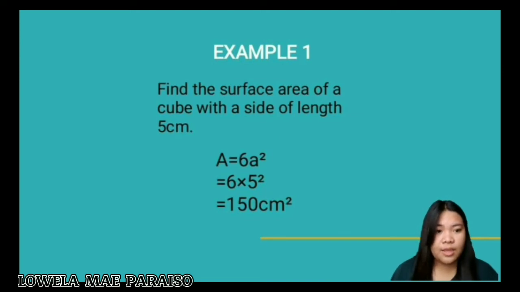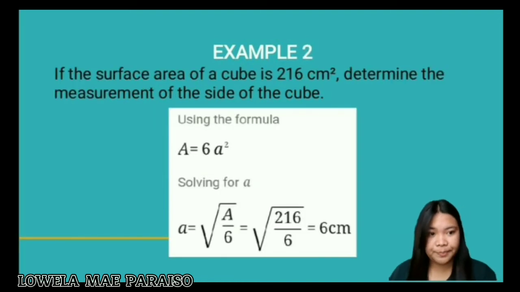SA is equals to 6S squared. That's the formula. And 6 multiplied by 5 squared is equals to 150 centimeters squared.